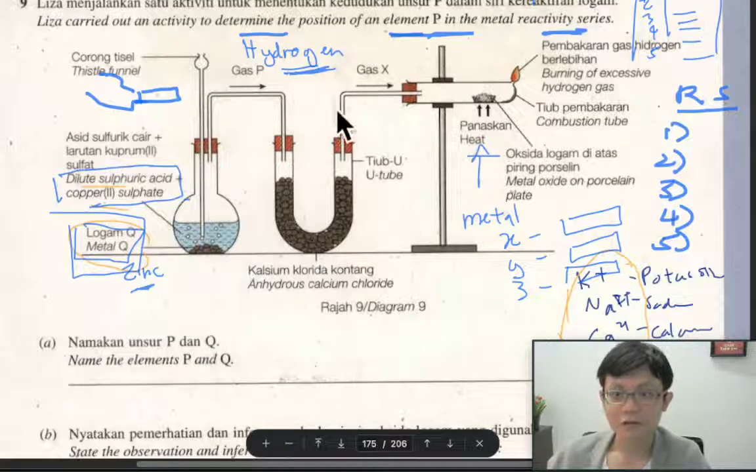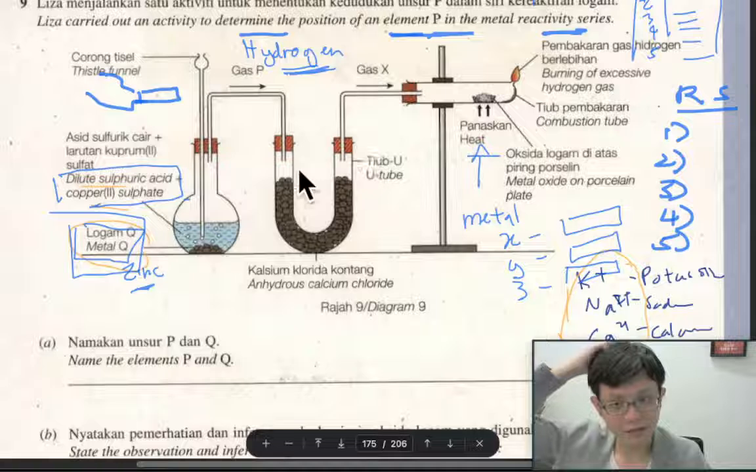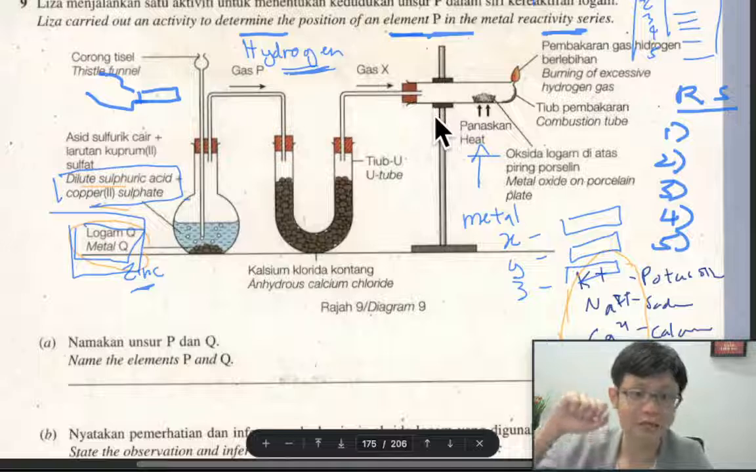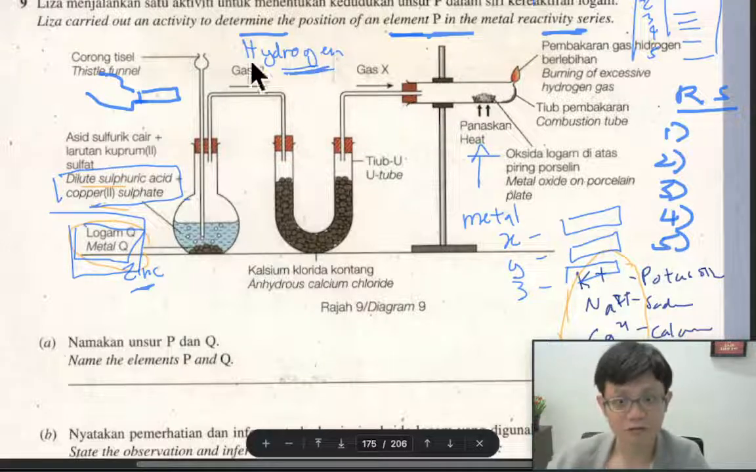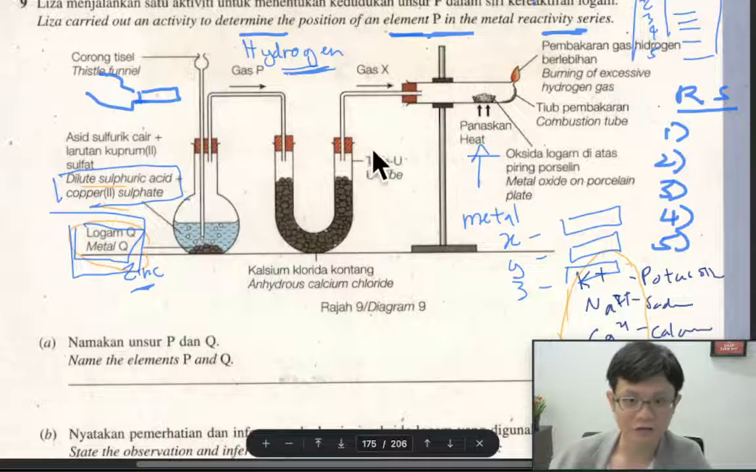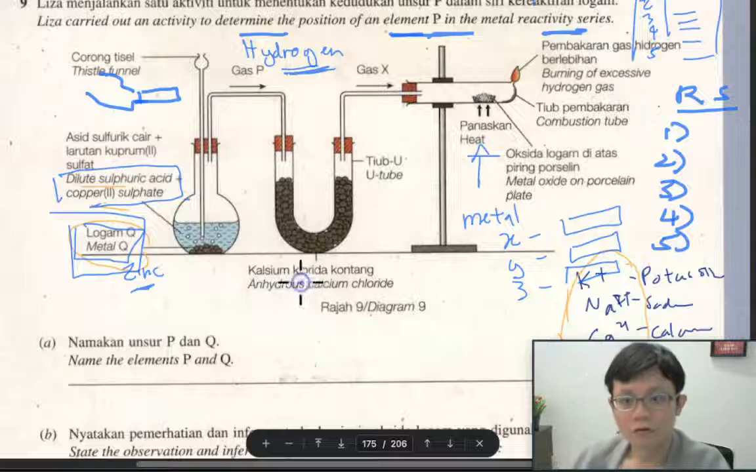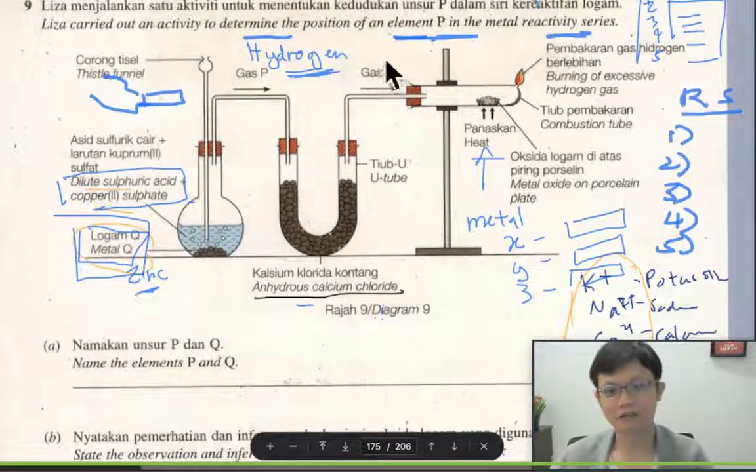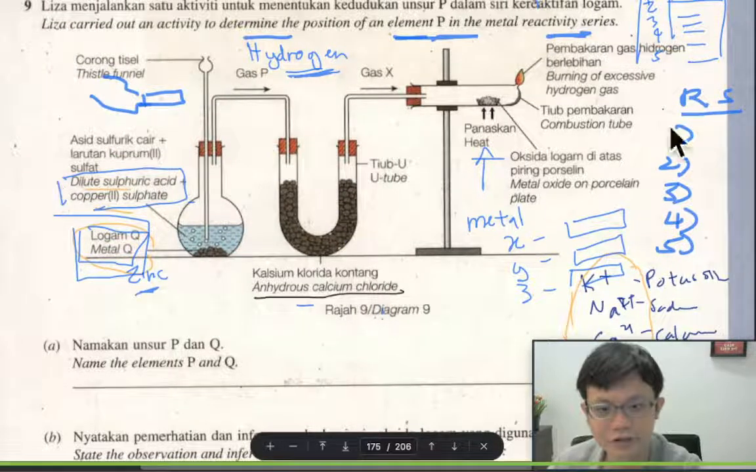Okay, so now we know that already. Of course this one is also the same, but the only difference is the textbook one uses oxygen. Now we want to use hydrogen. So it is actually the same thing. So now you understand the concept already. What is the function of calcium chloride? Anhydrous calcium chloride. Okay, as a drying agent.